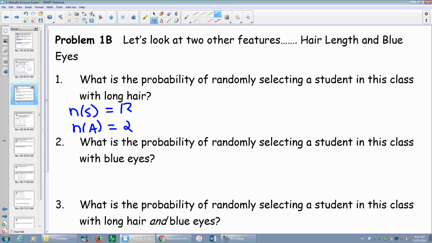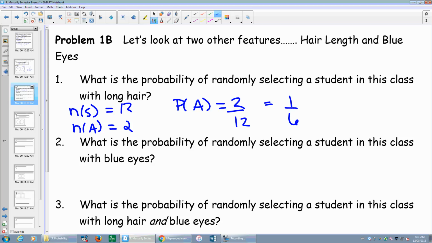So the probability of this would be what, Ben? What is the probability of randomly selecting a student in this class with long hair? Good, which gives me what, David? 1/6.